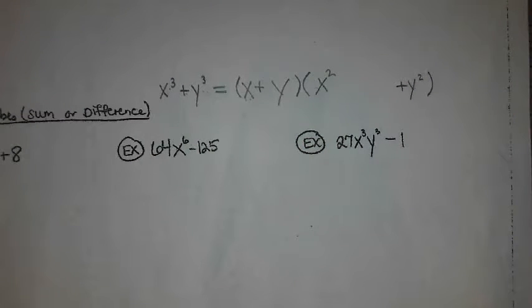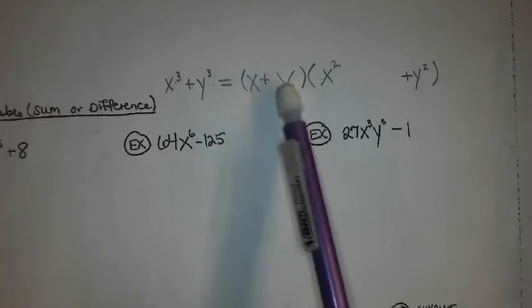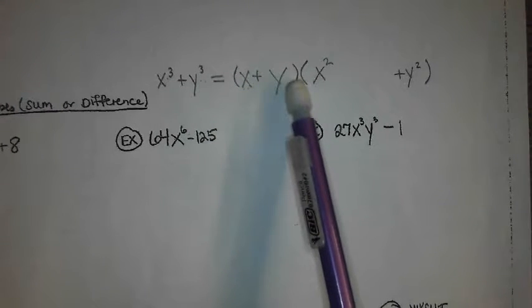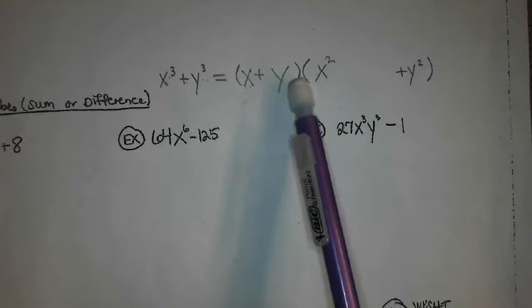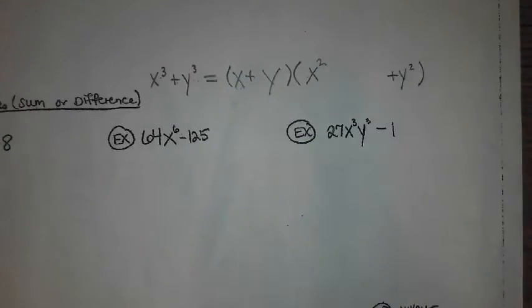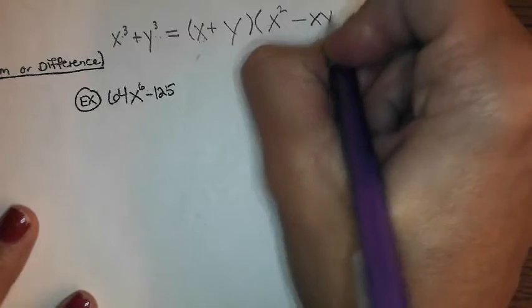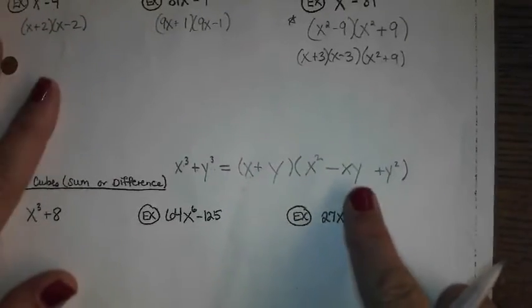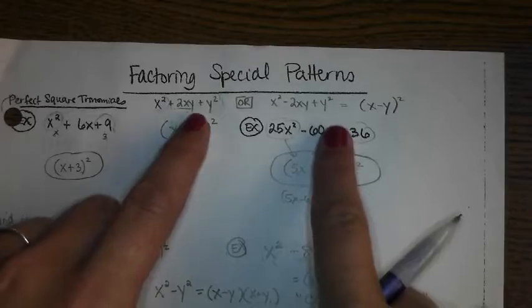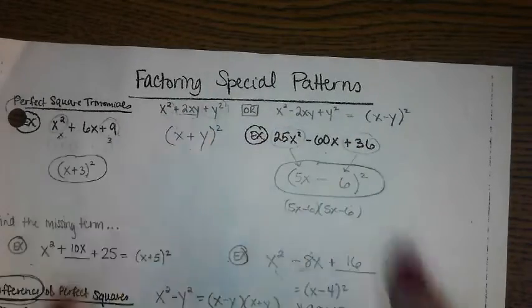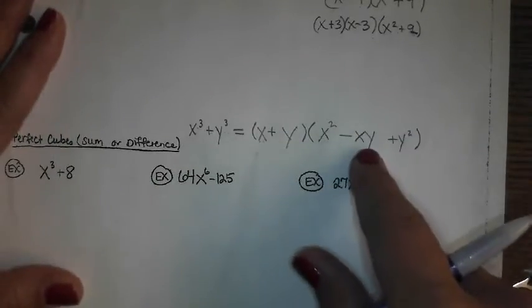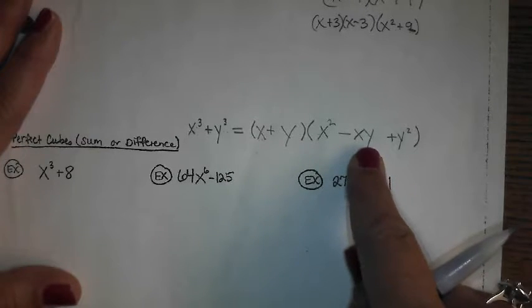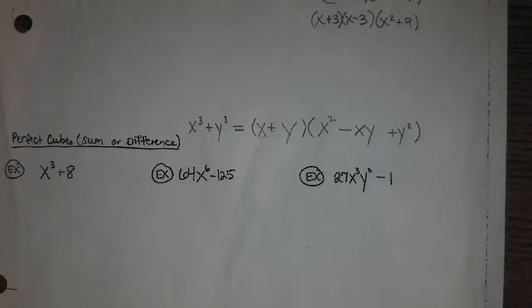The middle term is going to come from multiplying those two together. So x times y, xy, and just flipping the sign. So if that's a plus, the middle term would be minus. You do not double it here. Okay, so part of what I find happens to be the confusion is knowing in the perfect square trinomial case that middle term is doubled. Whereas here that middle term is not doubled. So keep that straight.